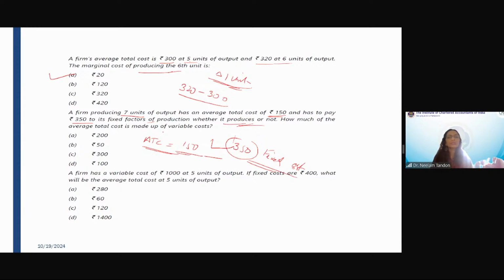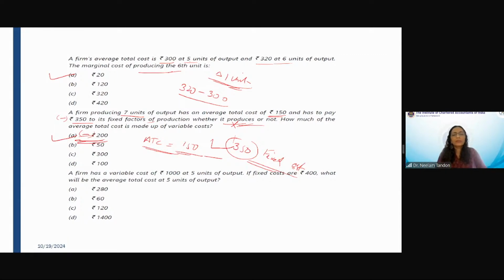How much of the average total cost is made up of variable cost? So you will not produce because the fixed cost is higher. Then how much of the average total cost is made of variable cost? What will you subtract from this? You will subtract 150 from 350, that is 200. So 200 will be the variable cost, because total cost is 150 and 350 is your fixed cost. Minus 200 will be the cost which will be incurred in this case. Okay, because this is minus 350, so your total cost is 150 and the fixed cost is 350. That's why you will not produce.